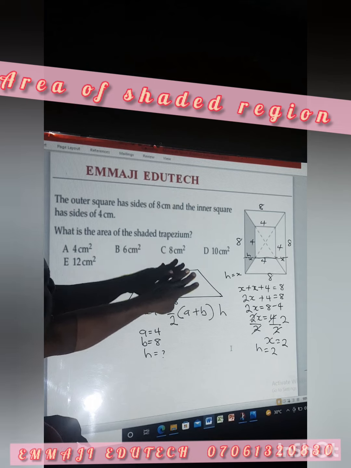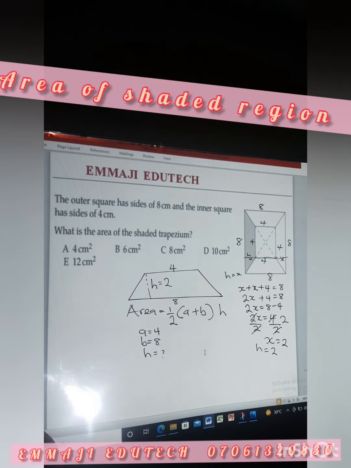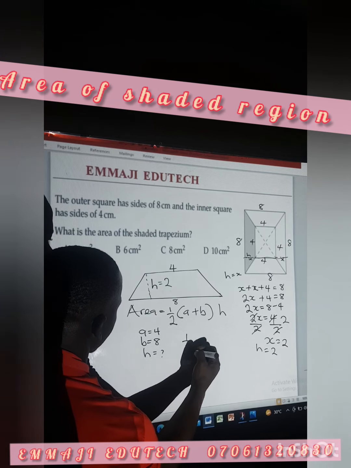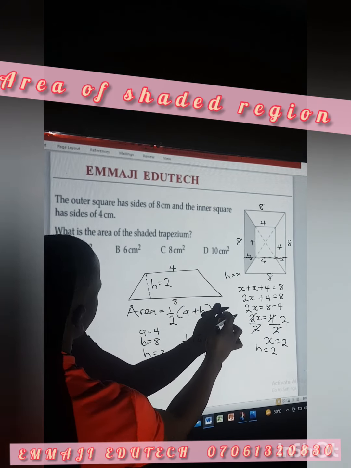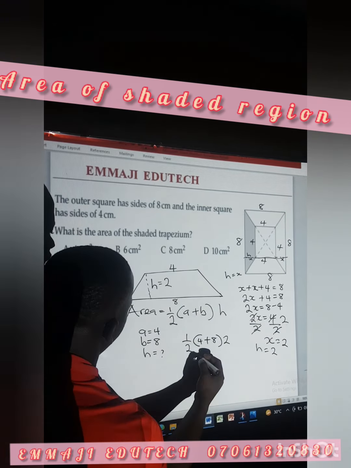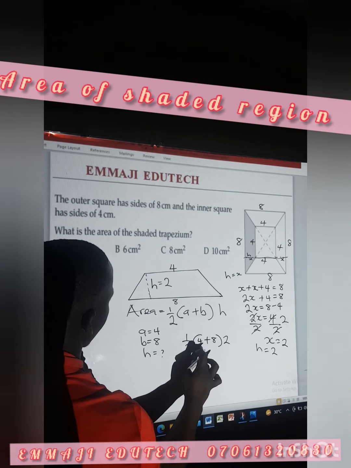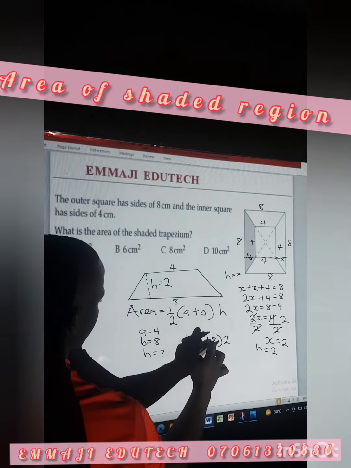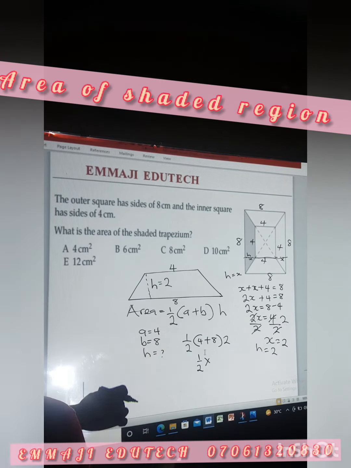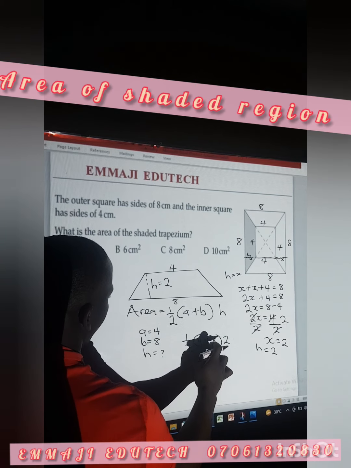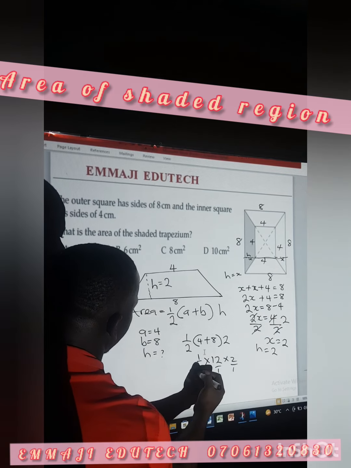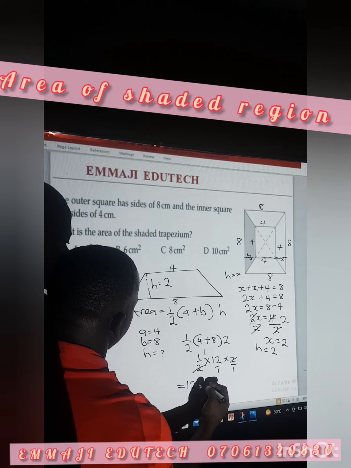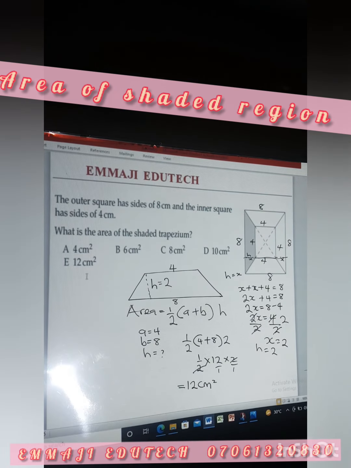So we can substitute all these into the given area. So we have 1 over 2 brackets 4 plus 8, H, which is 2. We have 1 over 2 times, remember your BODMAS, you have to solve brackets first before multiplication. Now 4 plus 8, we have 12 times 2 over 1. That means 2 can cancel 2. Our answer is 12 cm squared. Is it in our options? Yeah. So this is option E.